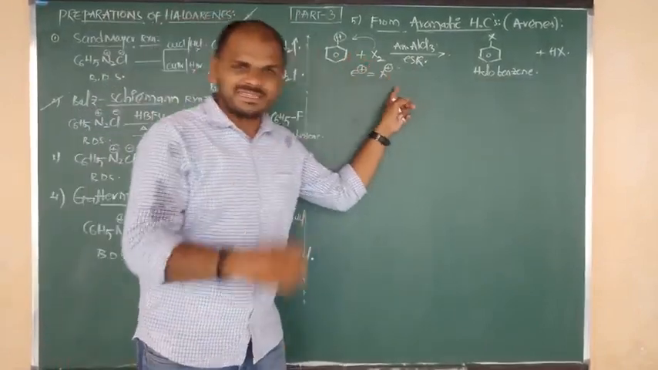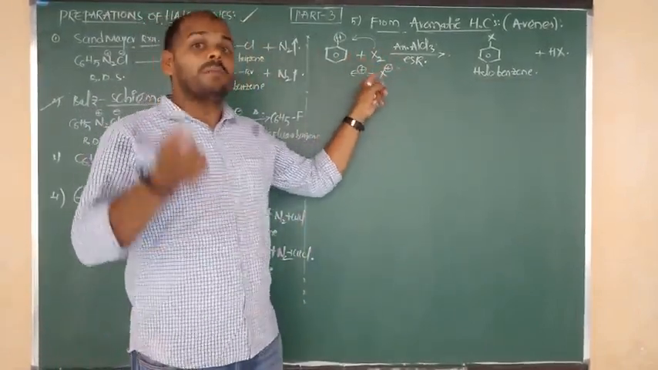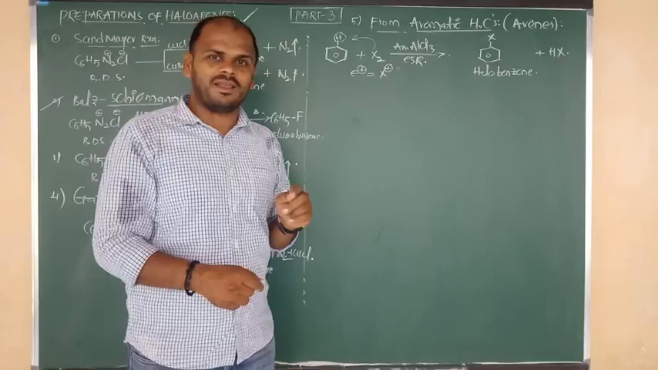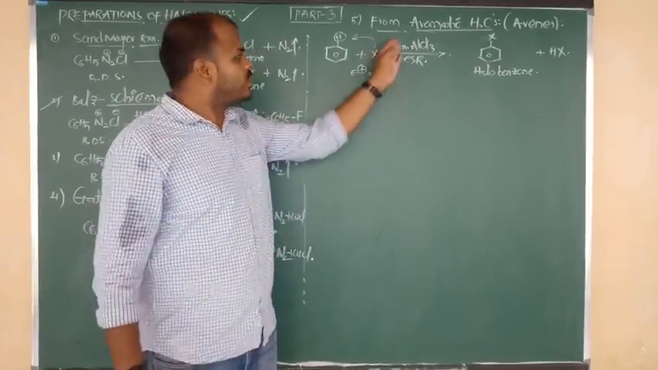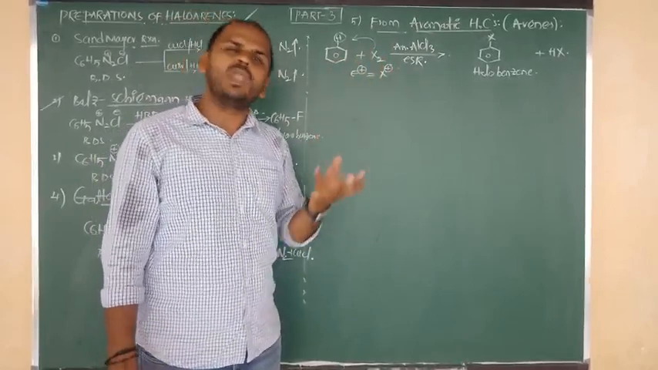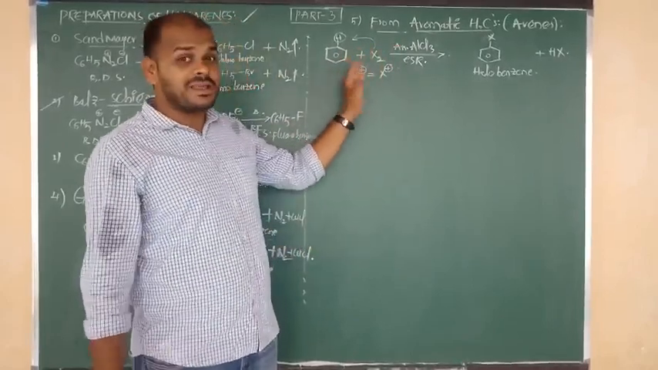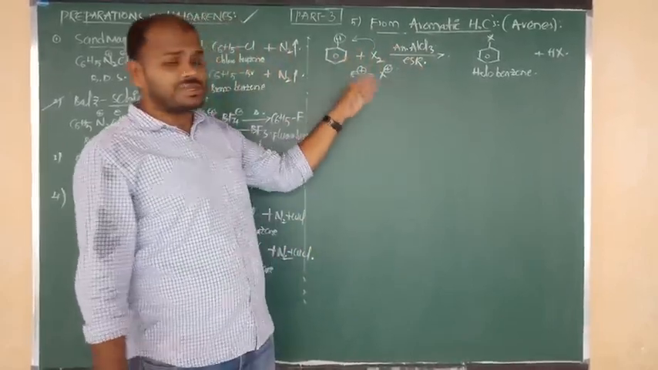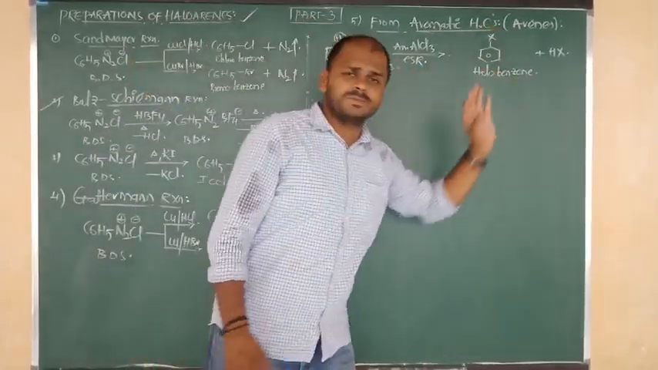X2, Cl plus is the electrophile. Addition of Br2, Br plus is the electrophile. Like that we have to consider. So during halogenation, what is the electrophile? X plus, nothing but halonium ion. During chlorination, Cl plus. During bromination, Br plus. And we are getting respective products.